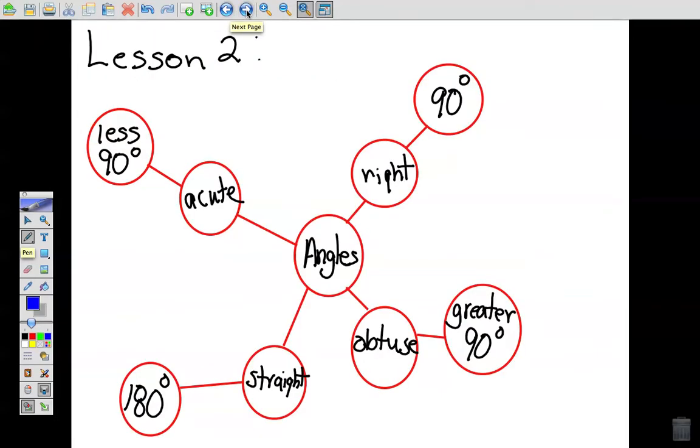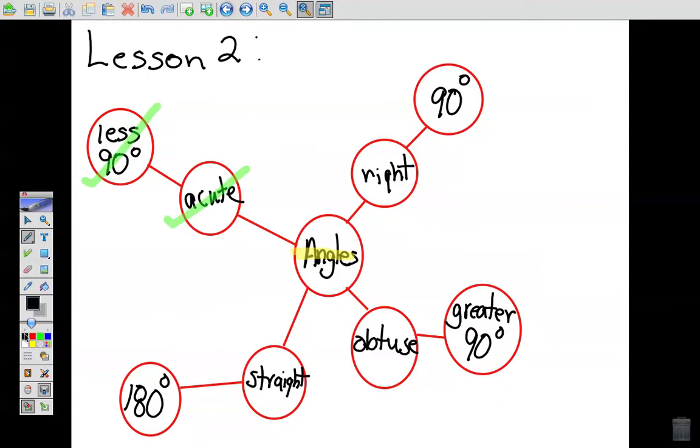First of all, let's talk about what kind of angles that we can have. When we talk about angles, there are 4 types of angles you can have. You can have acute angles, which means they're less than 90 degrees. An acute angle is an angle that's less than 90 degrees.